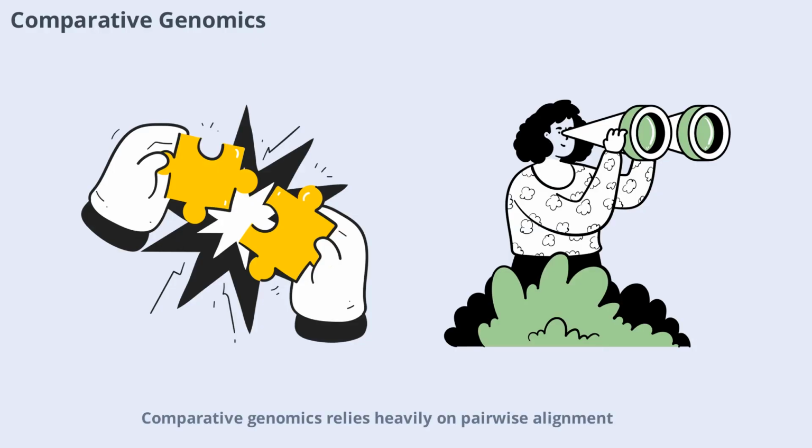Comparative genomics relies heavily on pairwise alignment. By comparing genomes from different species, scientists can identify conserved and unique genes, study genome organization, and uncover the genetic basis of traits. This field has revolutionized our understanding of biology and evolution.